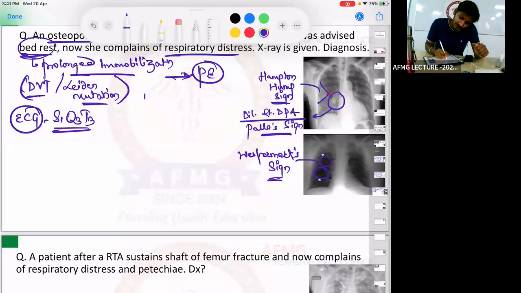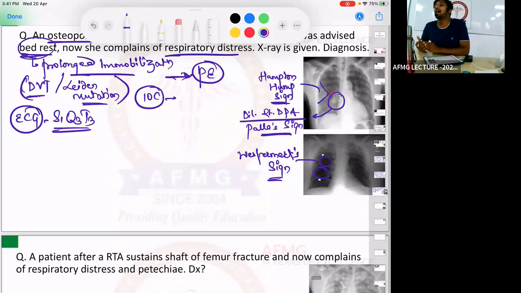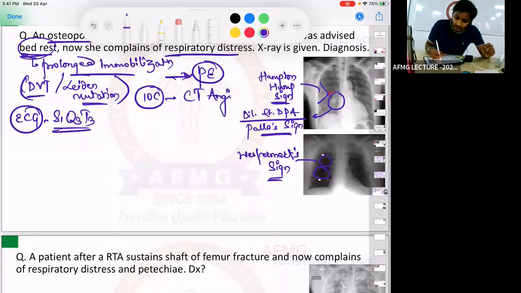What is the investigation of choice? Anybody? Very good. Pulmonary angiography is definitely preferred, but can it be the investigation of choice because it is invasive? So a better answer would be CT angiography.